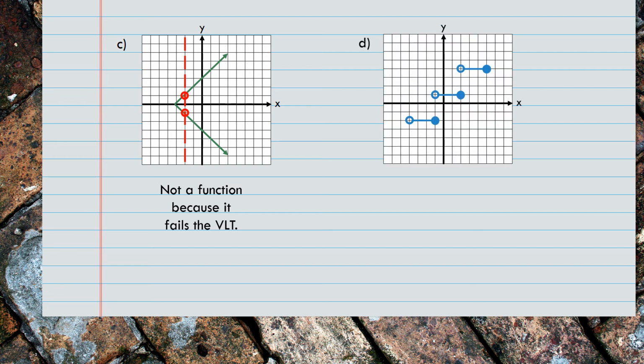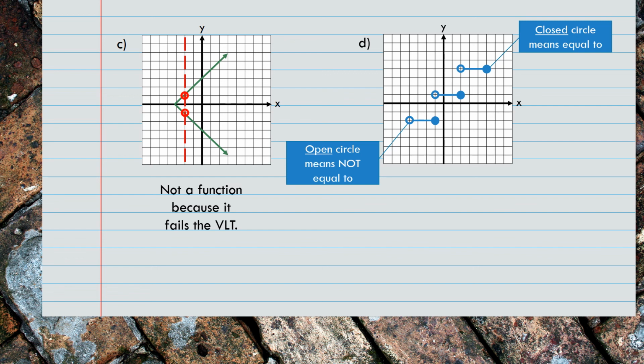For D, we have the given graph. Now this graph looks a little different. What do you notice? Well, there are open circles and closed circles. If you do not remember what they are, let's take a moment to talk about that. First, you notice there's an open circle. An open circle means not equal to, or does not include that value, while a closed circle tells us it is equal to, or exactly that value, and that it includes that value.